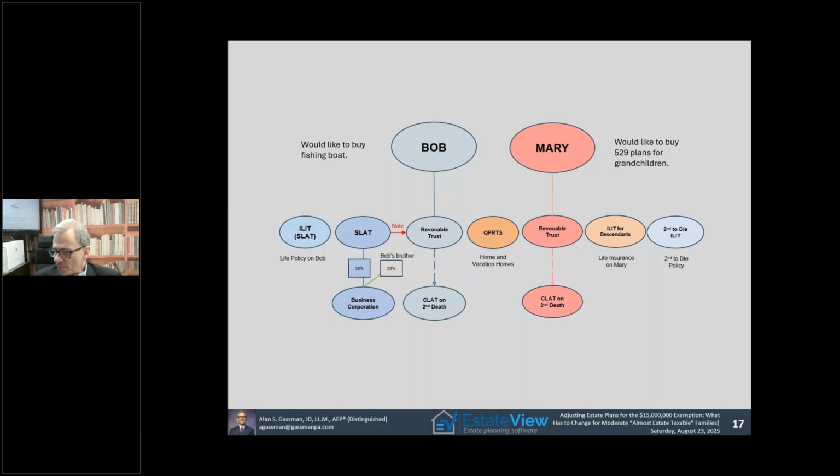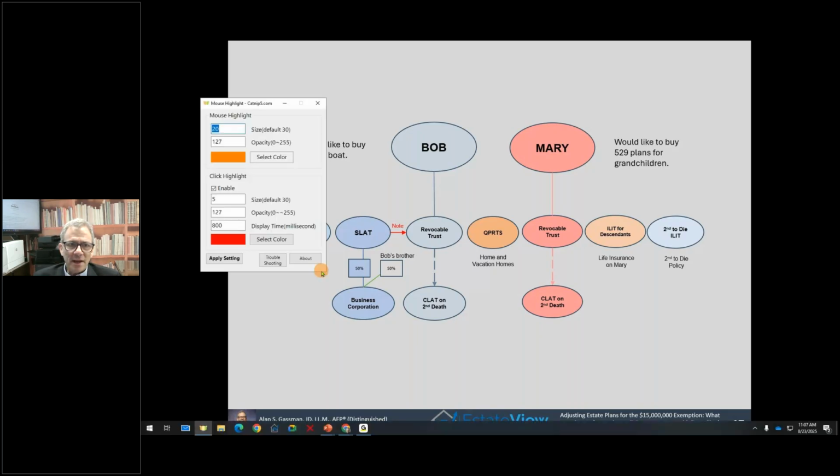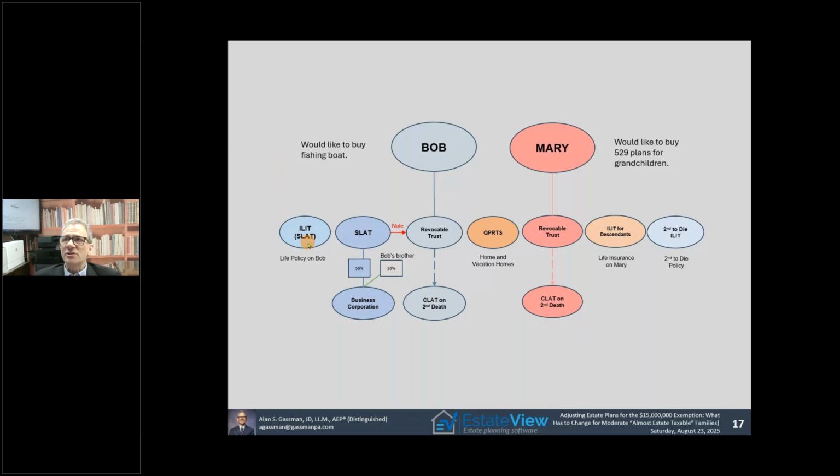So Bob, and I'll pull my cursor up here, Bob set up a spousal limited access trust in the form of a life insurance trust. So that has two names. It's an ILIT, an irrevocable life insurance trust, and it's a SLAT because it was for the benefit of Mary and their descendants. And SLAT stands for Spousal Limited Access Trust. And it has a life insurance on Bob in it. And there were some reasons for that life insurance policy. One was that if Bob died early, before they had accumulated enough wealth to support Mary, there was a death benefit that would be there for Mary.